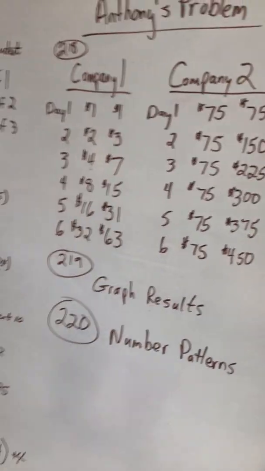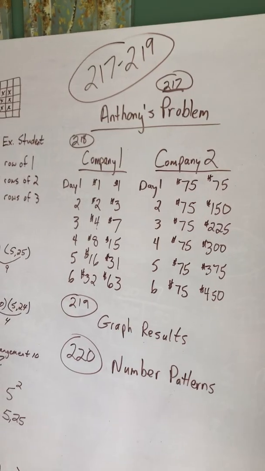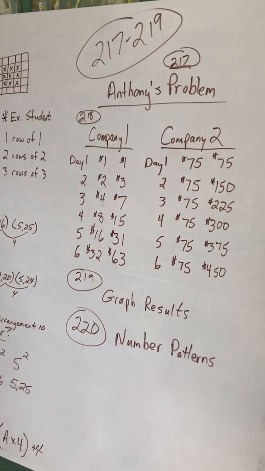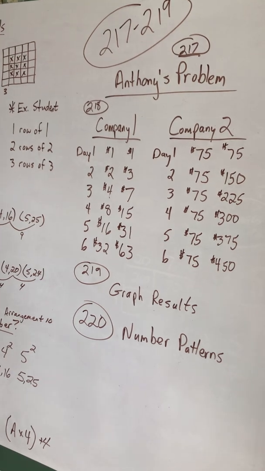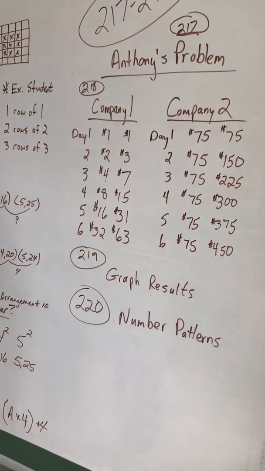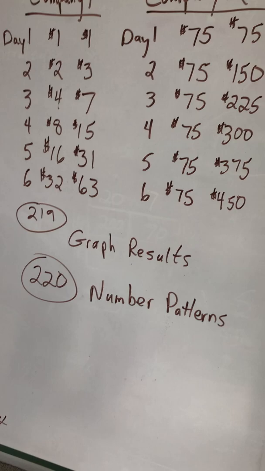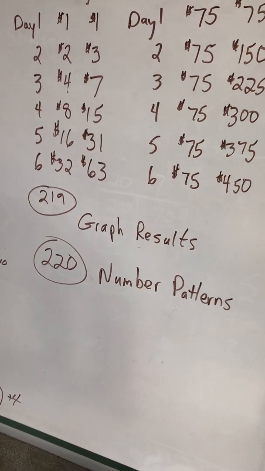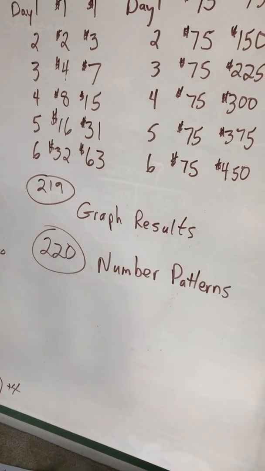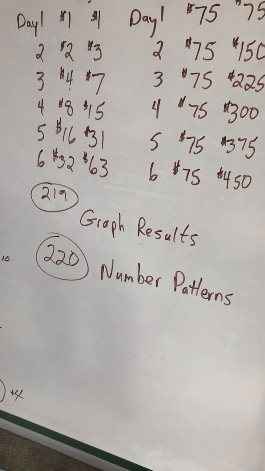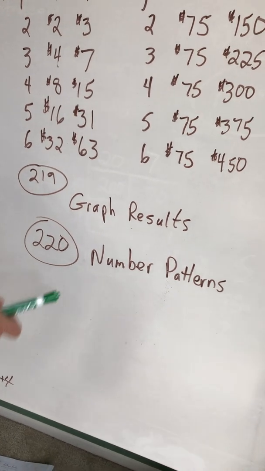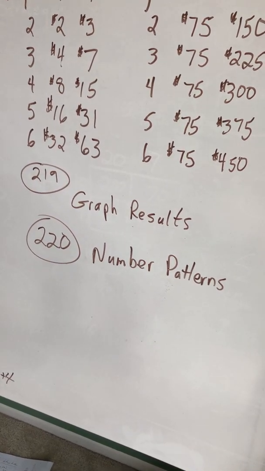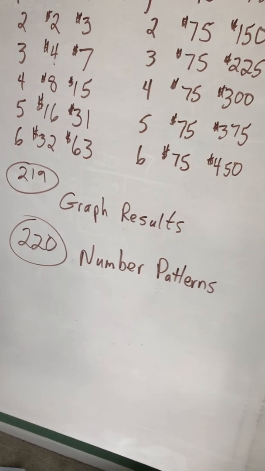So what's going to happen? Well, that's what you have to figure out. You have to keep that going straight down. You see there's a big chart for you to fill in. Now, when you're done with that, on 219 it says graph the results. And you'll see when you're done which company will give Anthony the quickest $1,000. When you're done, it'll be obvious, okay? On page 220 is just number patterns. I'm not even going to go over those. That page looked really easy, okay?